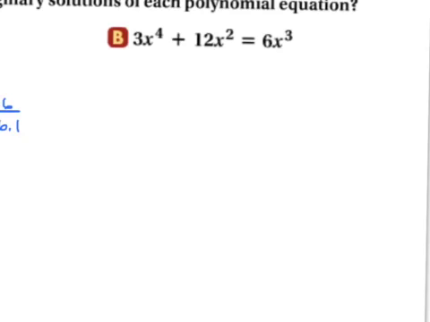With problem B, you're going to set it up the same way. Start by setting everything equal to 0, and then factor out the GCF. What's our GCF for this one? Trissa? Good.